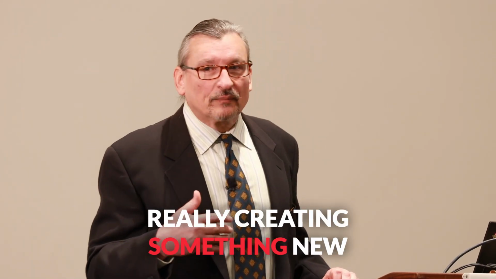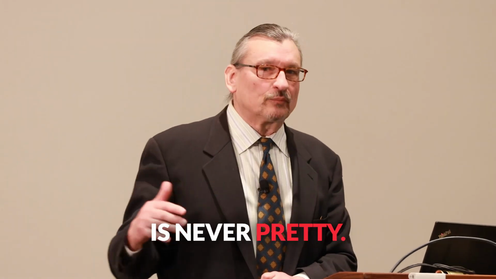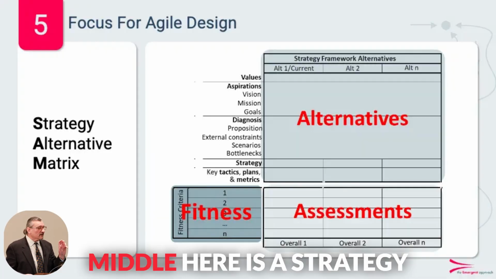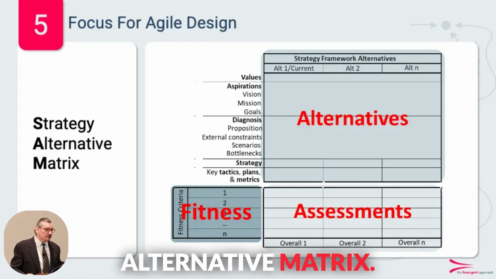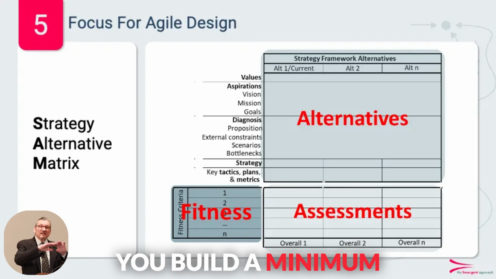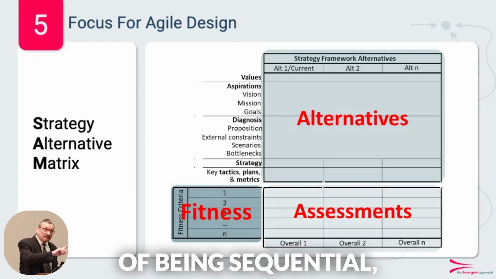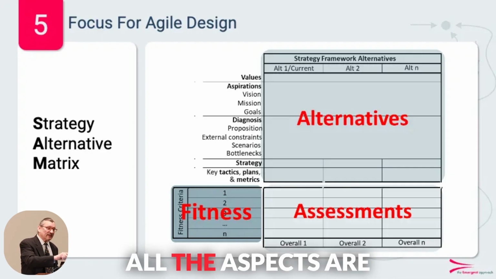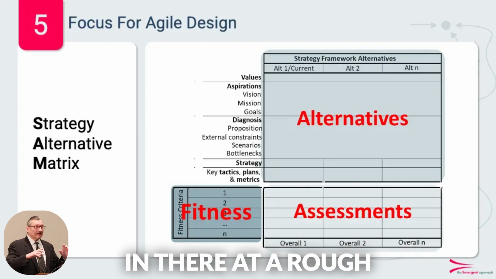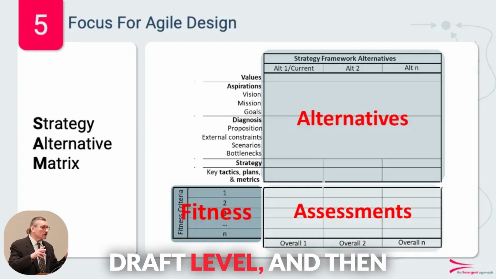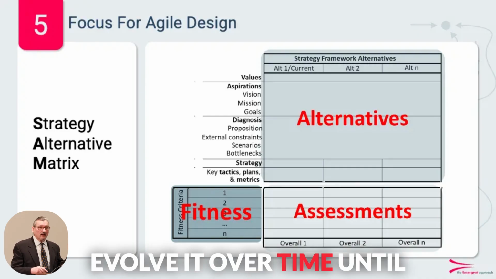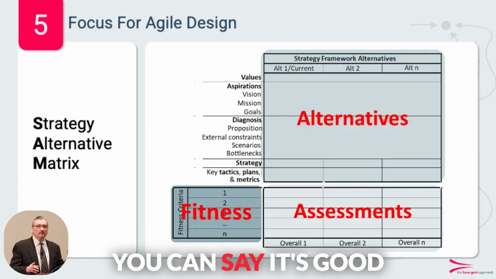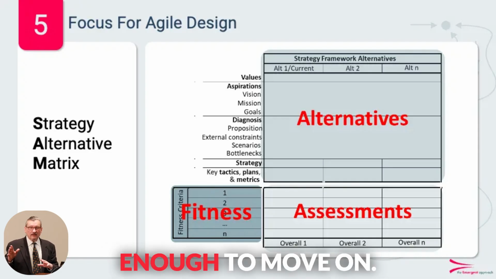Really creating something new is never pretty. What you see in the middle here is a strategy matrix, strategy alternative matrix. You build a minimum essential, and instead of being sequential, all the aspects are in there at a rough draft level, and then evolve it over time until you can say it's good enough to move on.